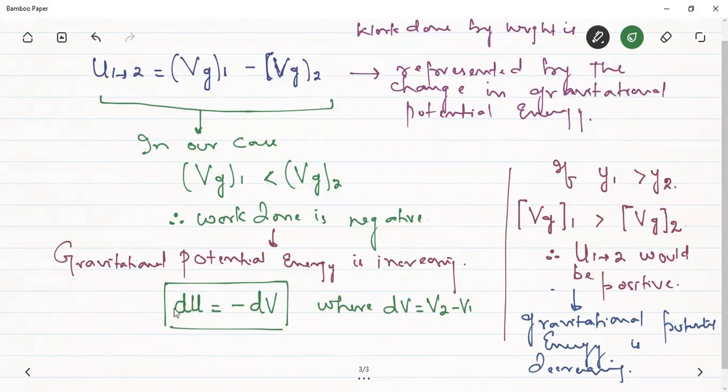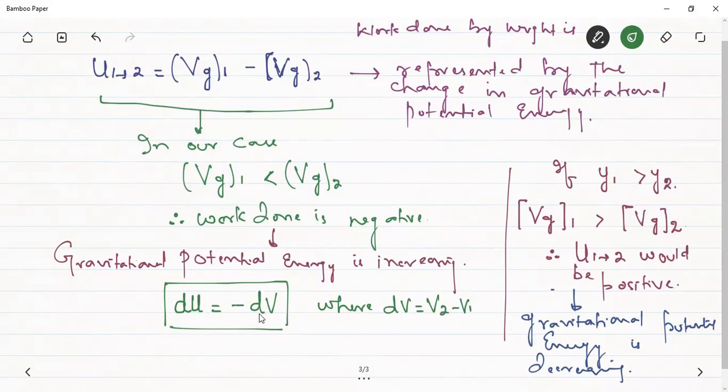Again, from this equation we can see that in the first case work done is negative. So if this work done is negative, then gravitational potential energy is increasing. Therefore, if one quantity is decreasing, another is increasing. Similarly here, work done is positive, gravitational potential energy is decreasing. Therefore, the relation between them is dU is equal to minus dW, because if one quantity increases, another quantity will decrease, or if one quantity decreases, another will increase. So this is the relation which we can infer from the above discussion.